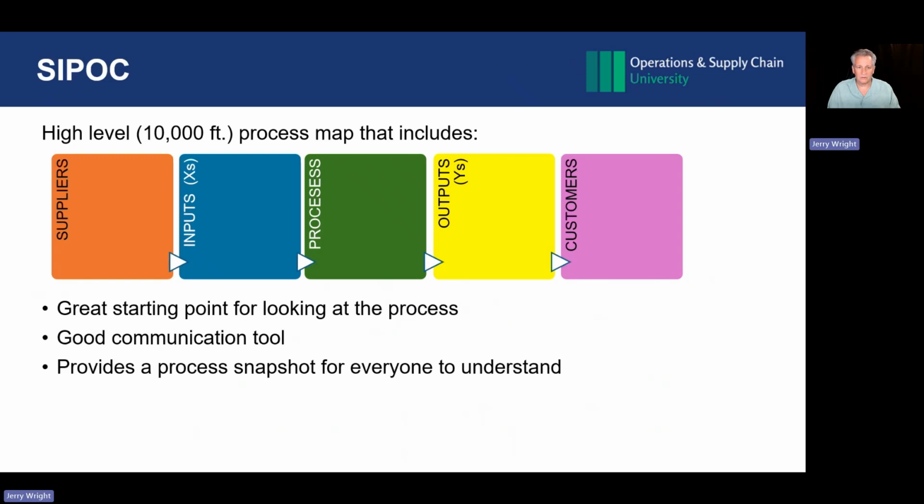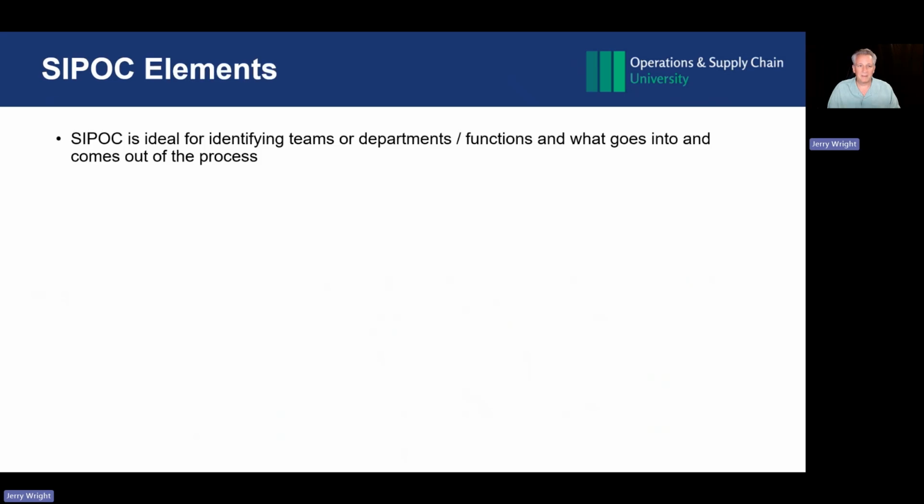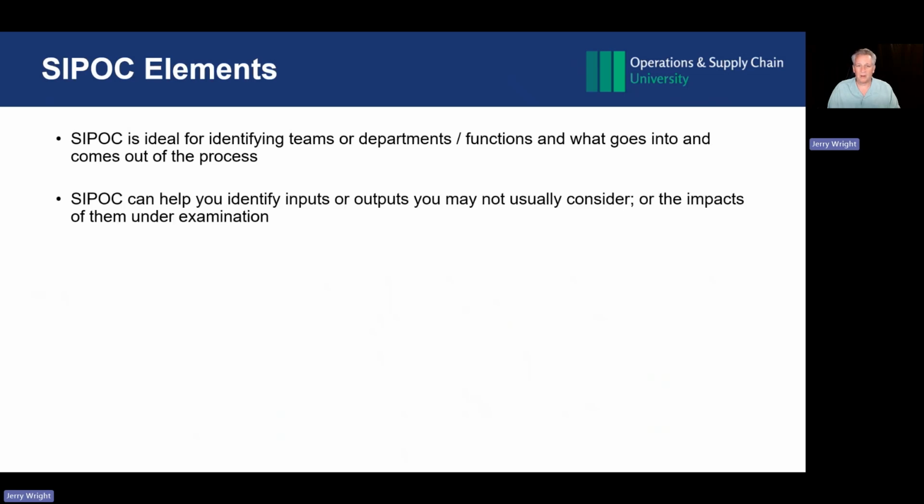It's a good communication tool that provides a process snapshot so everyone can see what's going on. It defines the start and stop areas, and it lists inputs and outputs to and from the process to be improved. Now, SIPOC is ideal for identifying teams or departments and functions and what goes into and comes out of the process. SIPOC can help you identify the inputs or outputs you may not usually consider, or the impacts of them under examination.